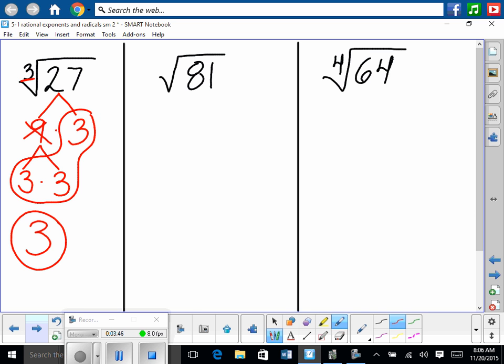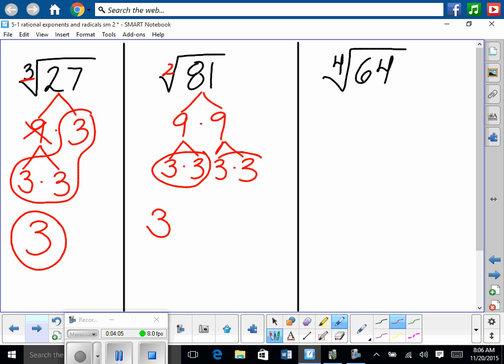All right. So the square root of 81. We already know how to break this one down. 9 times 9. 9 breaks down into 3 times 3, and the other 9 breaks down into 3 times 3. Pulling out groups of 2, since it's a square root, we know it goes without being said there's a 2 there. So we pull out a 3 for those 2 3s, and we pull out a 3 for those other 2 3s. So 3 times 3, and there was nothing left underneath. 9 would be our answer.